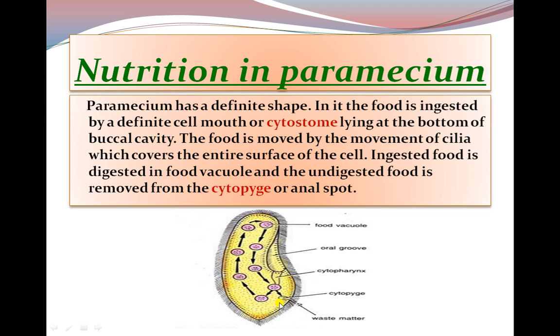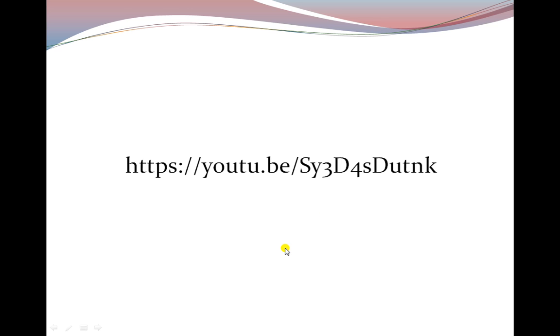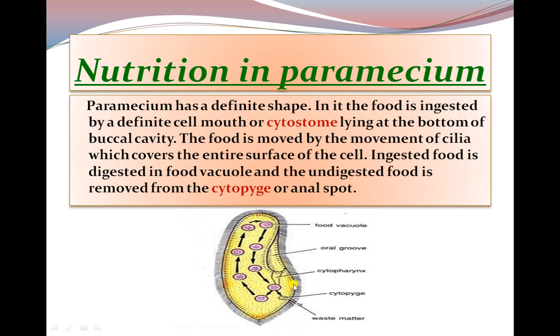The waste material which is undigested food particle and unabsorbed food particle gathers to one side, and this site is known as cytopyge or anal spot, from where the waste material is removed out of its body. So this is all about nutrition in Paramecium.